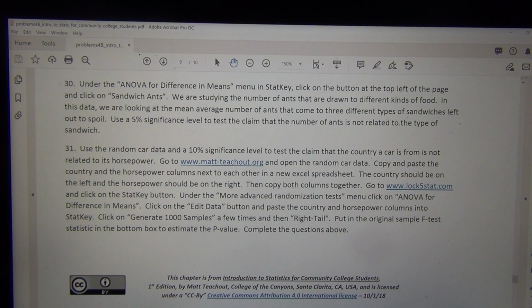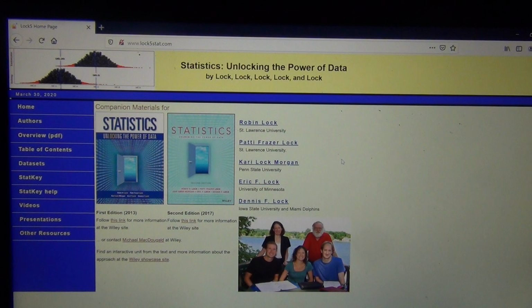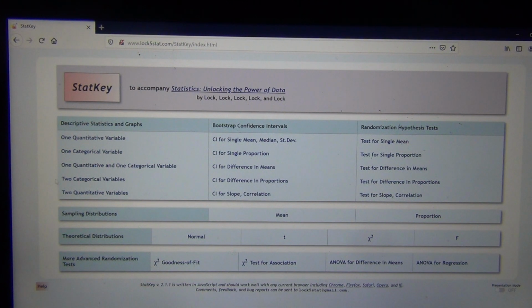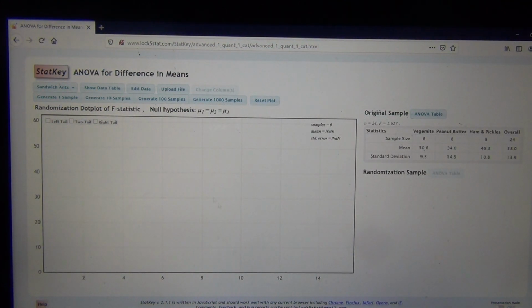Okay, so let's take a look at this. So if we go to StatKey, again, it's on lock5stat.com. Just click on StatKey, and we're looking for ANOVA difference in means. It's kind of in the bottom right corner. So we're doing an ANOVA simulation, basically. All right, let's see. Oh, the sandwich ants looks like it's the first one up.